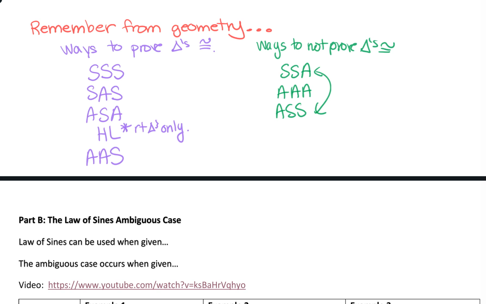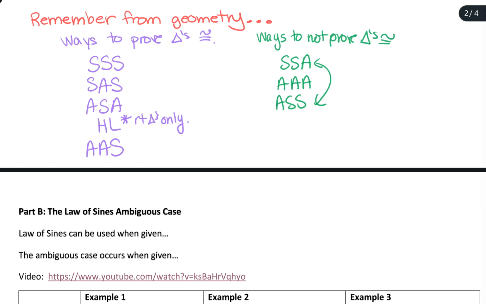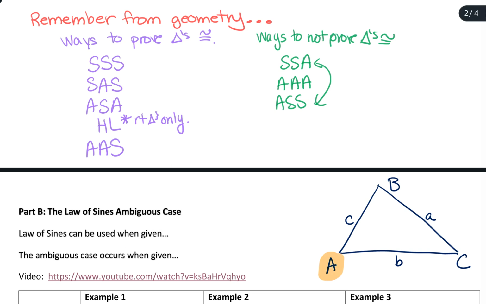So if we think about what situations we're allowed to use the law of sines, let's just draw a little diagram here. If I just do an A, a B, and a C, and then this is little a, this is little b, and this is little c. If I'm given a situation where I have this angle, and this angle, so I have 2 angles, and let's say I have this side, side c.